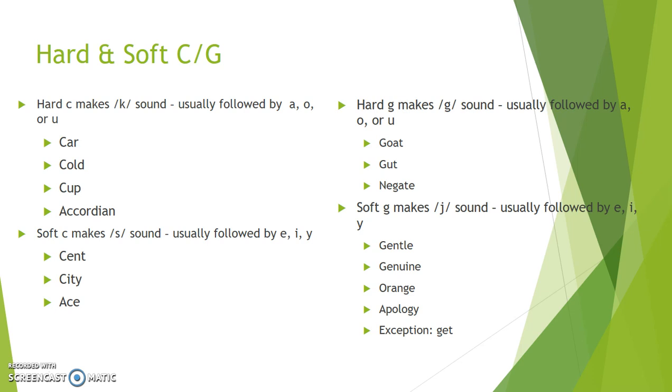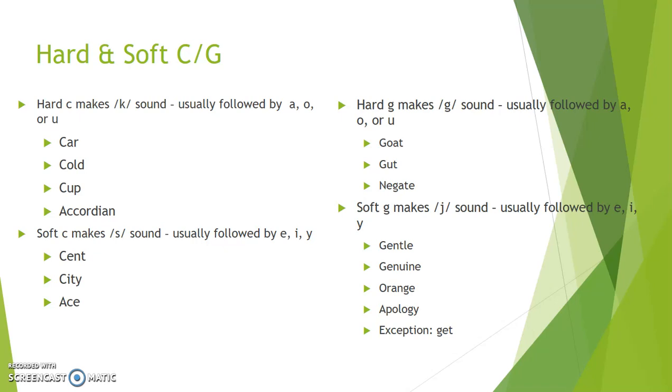So hard C makes the k sound, like a K, usually when the letter C is followed by the letter A, O, or U. So for example, car, cold, cup, or accordion. C makes a soft sound, like an S, when it's usually followed by an E, an I, or a Y. So words like scent, city, and ace.